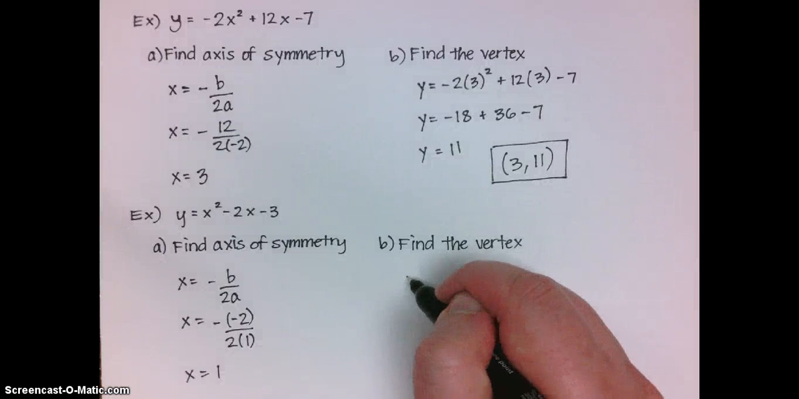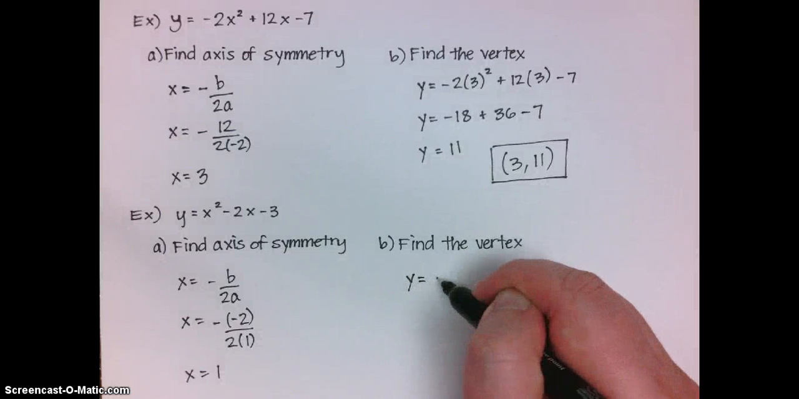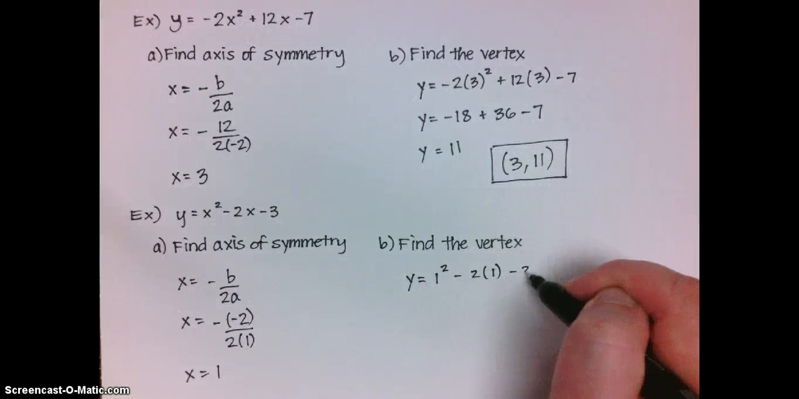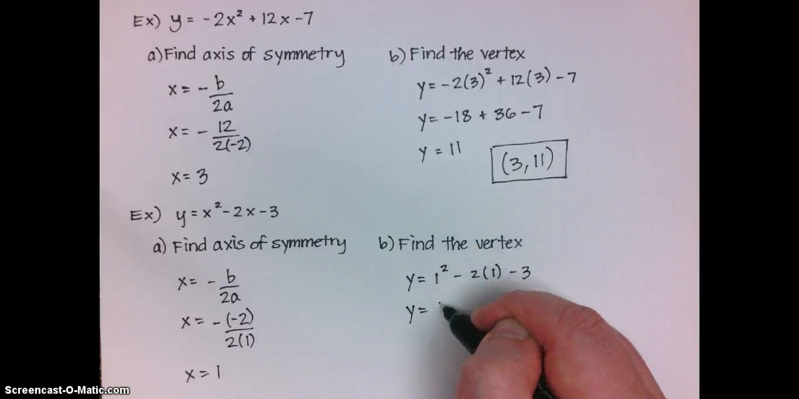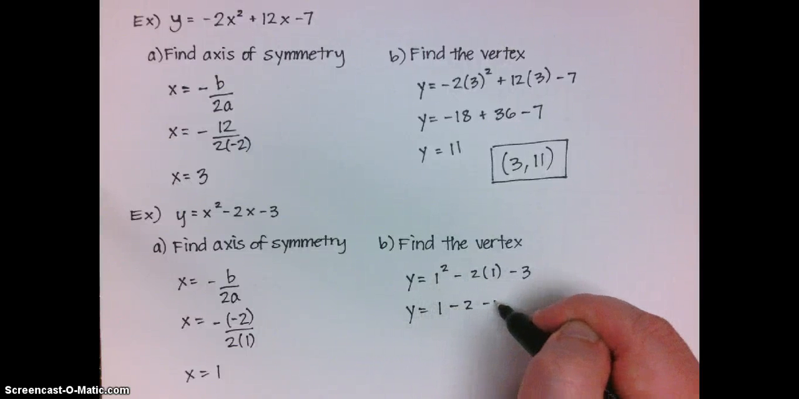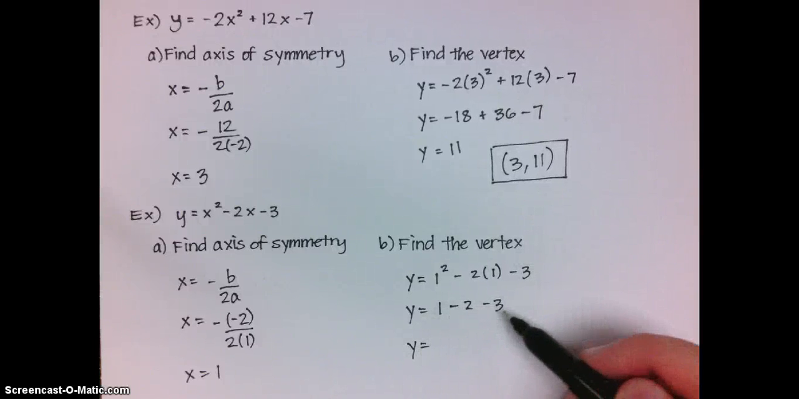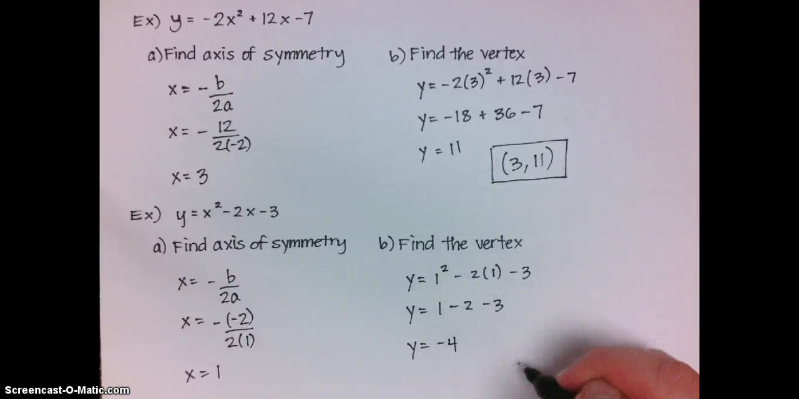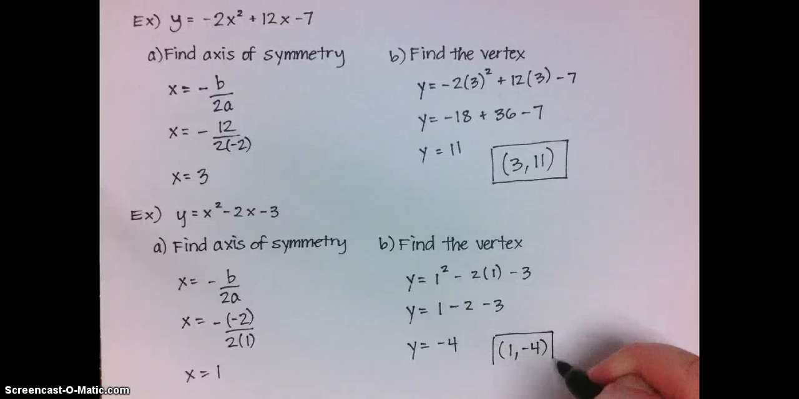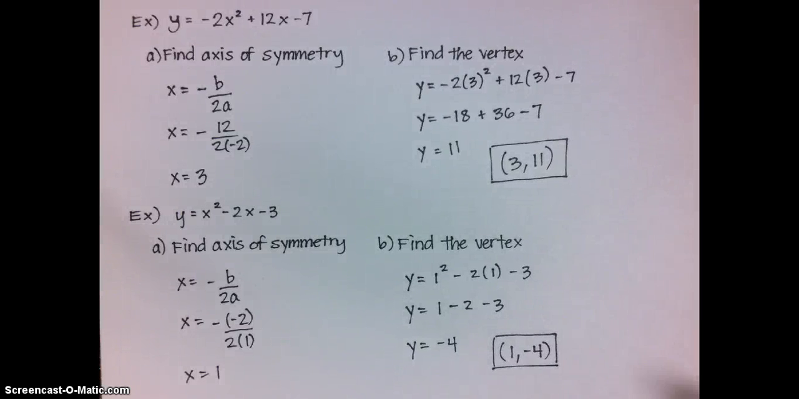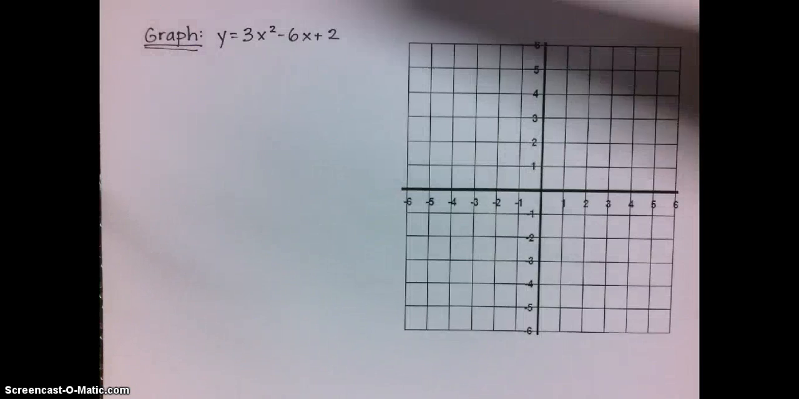Let's plug it in to find the vertex. y is equal to 1 squared minus 2 times 1 minus 3. Let's rewrite this. This is 1 minus 2 minus 3. So 1 minus 2 is negative 1, minus 3 is negative 4. So the vertex is going to be at 1, negative 4. All right, so this is some good practice to help us with graphing. So why don't we actually graph maybe 2 quadratic functions and use this information to help us out.